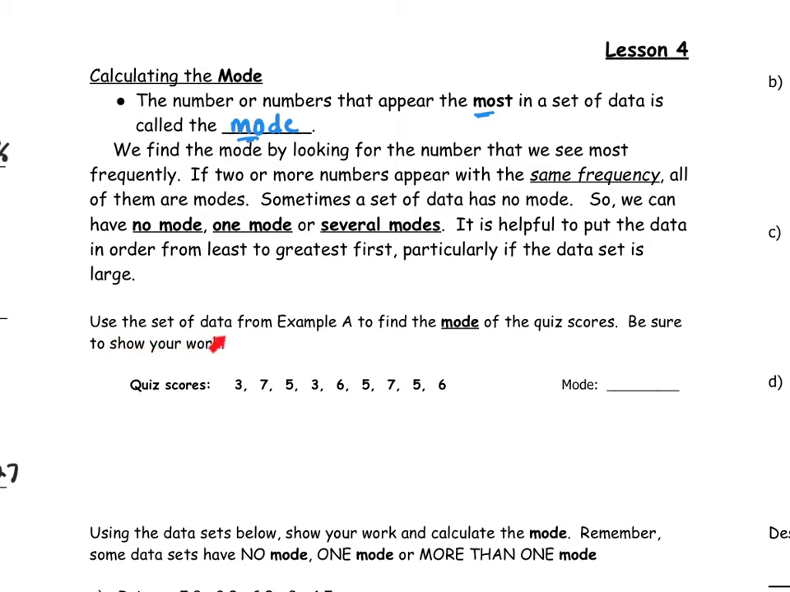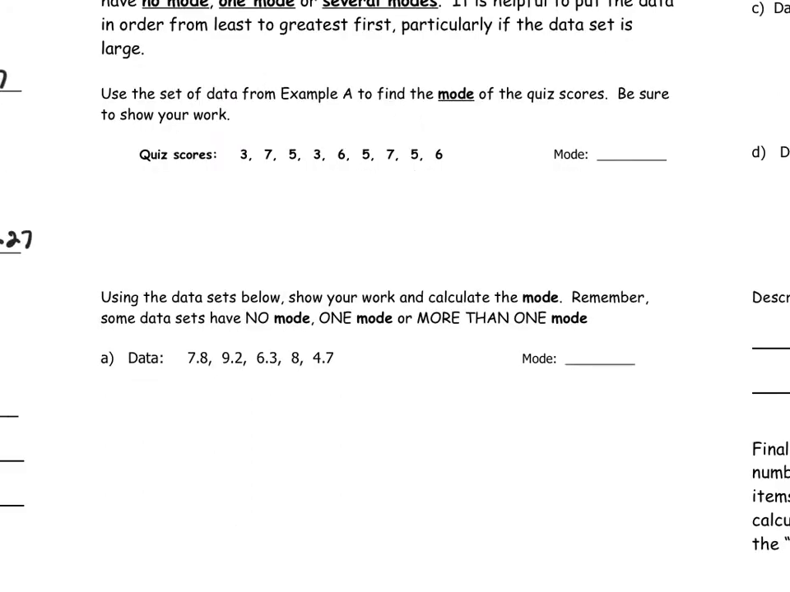So once again, we're going to use our data from example A to find the mode of the quiz scores. And it says be sure to show your work. So when we put the numbers in order, it makes it a little bit more clear. So we have 2 3s, we have 3 5s, we have 2 6s, and we have 2 7s.